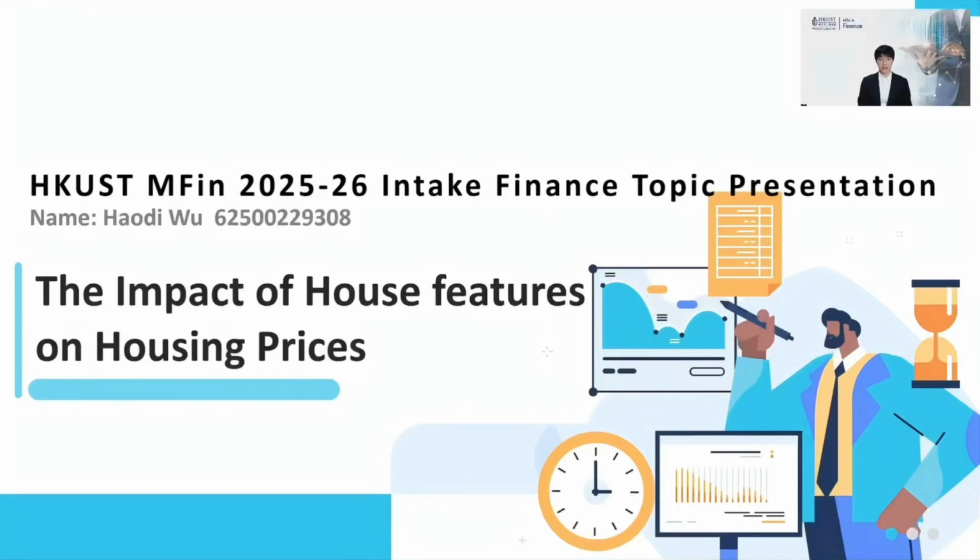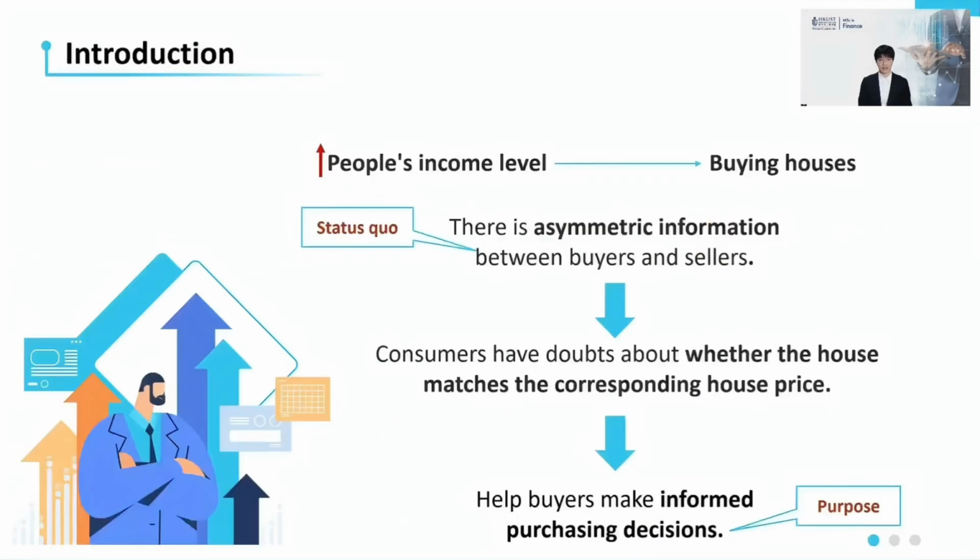The topic I selected was the impact of house features on housing prices. With the improvement of people's income levels, more and more people consider buying houses as an investment means, whereas there is asymmetric information between buyers and sellers, leading consumers to doubt whether the house matches the corresponding housing price.